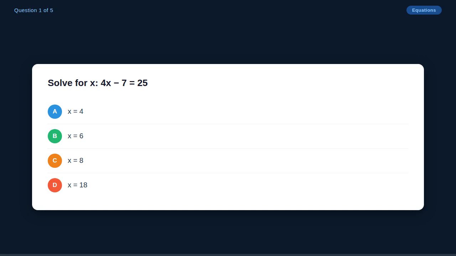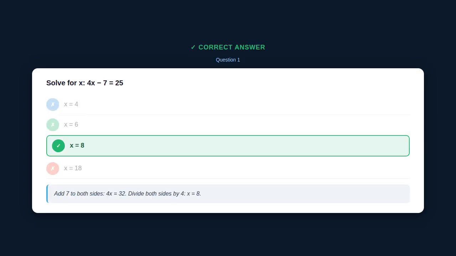Take a moment. The correct answer is C, x equals 8. Add 7 to both sides, 4x equals 32. Divide both sides by 4, x equals 8.